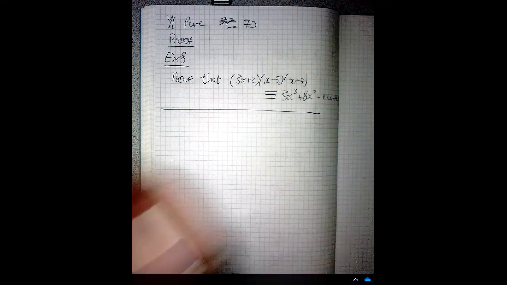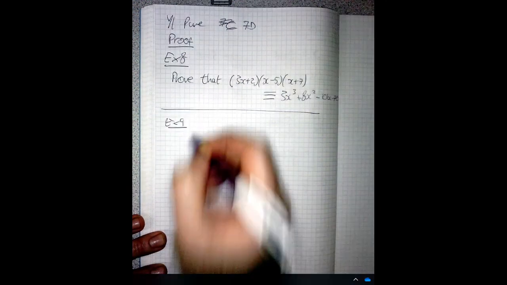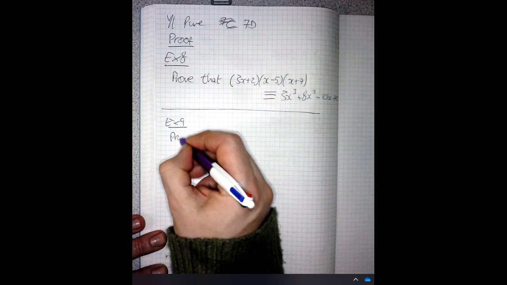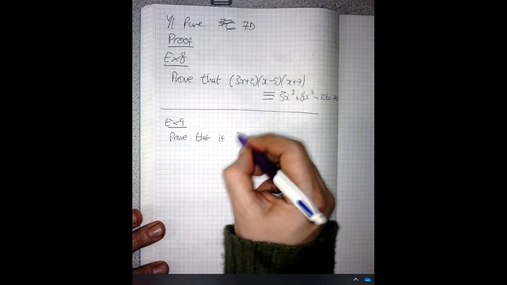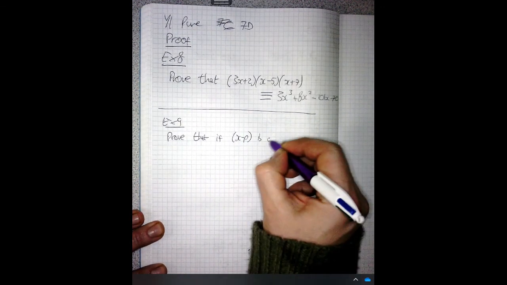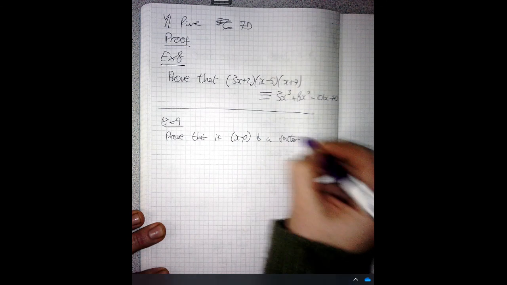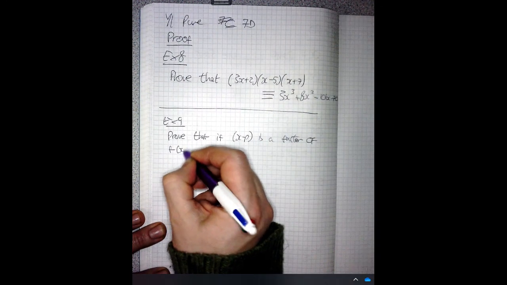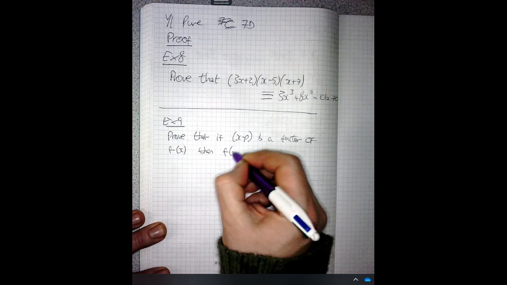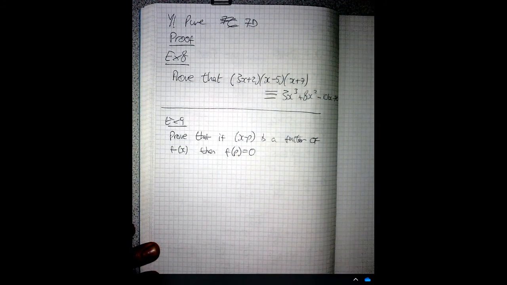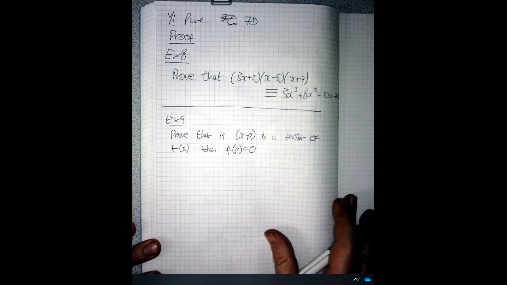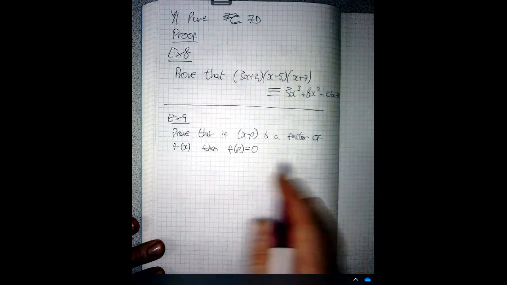Example 9 is an interesting one. Essentially, it's saying, prove the factor theorem. Prove that if x minus p is a factor of f of x, then f of p equals 0. Now, we take that as read when we use it for the factor theorem, but although we've seen it happen for a few examples, we haven't necessarily proved it.